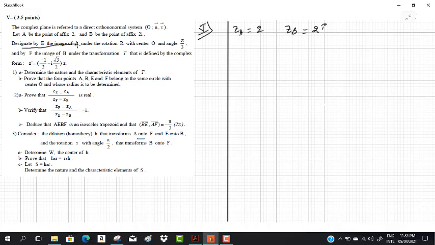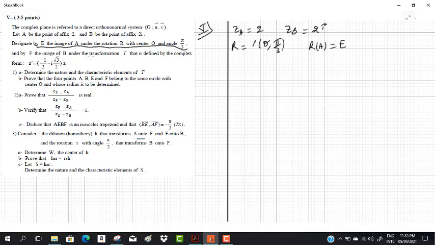Designate by E the image of A by the rotation of center O and angle pi over 3. So R is the rotation of center O and angle pi over 3, and R of A equals E.